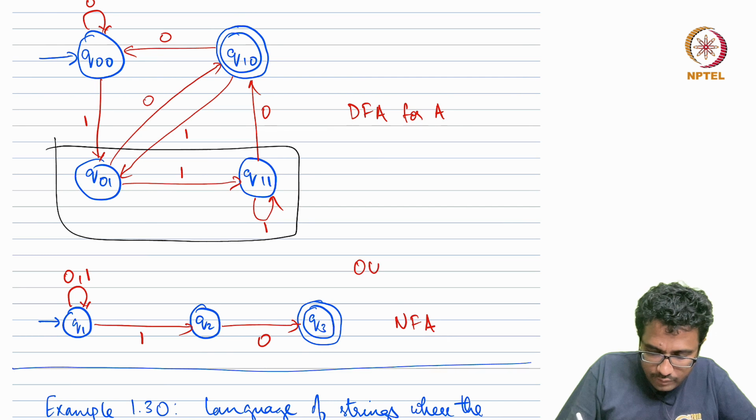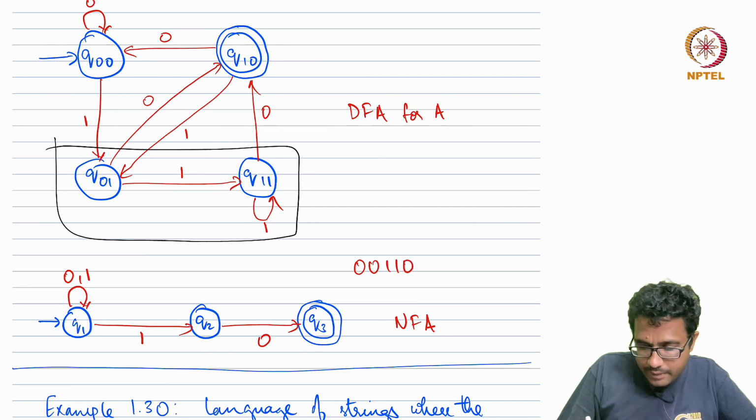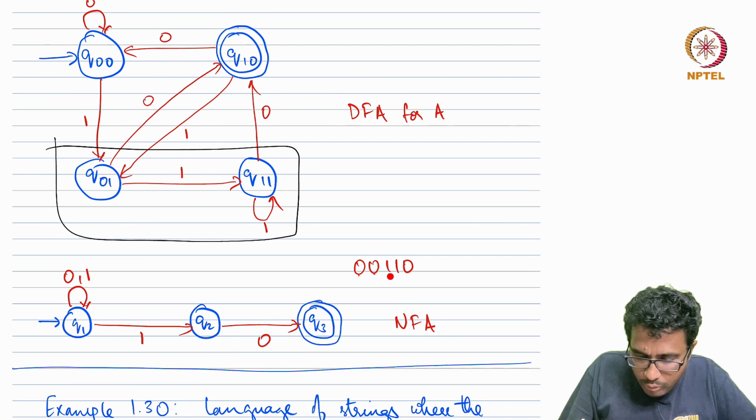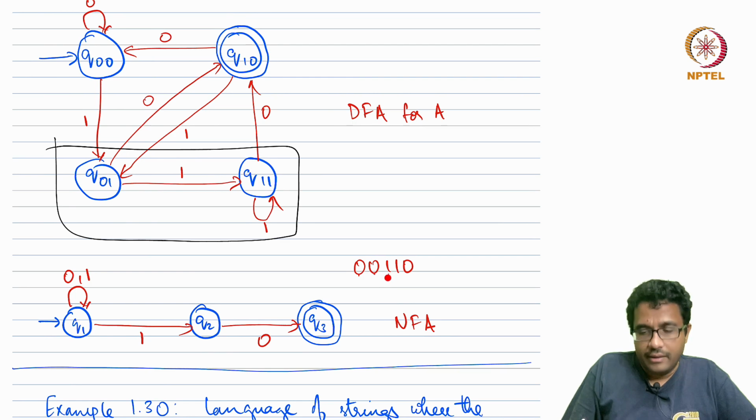The way to accept the string 0 0 1 1 0 is: on 0 you remain at Q1, on 0 you remain at Q1, on 1 you remain at Q1. On the fourth symbol 1, you move to Q2, and on the final symbol 0 you move to Q3. So this is the way to end at Q3. Suppose you move to Q2 on the third symbol 1, then you cannot proceed. This is not a valid computation path because you are at Q2 and then you have another 1 coming, and you don't know what to do next.